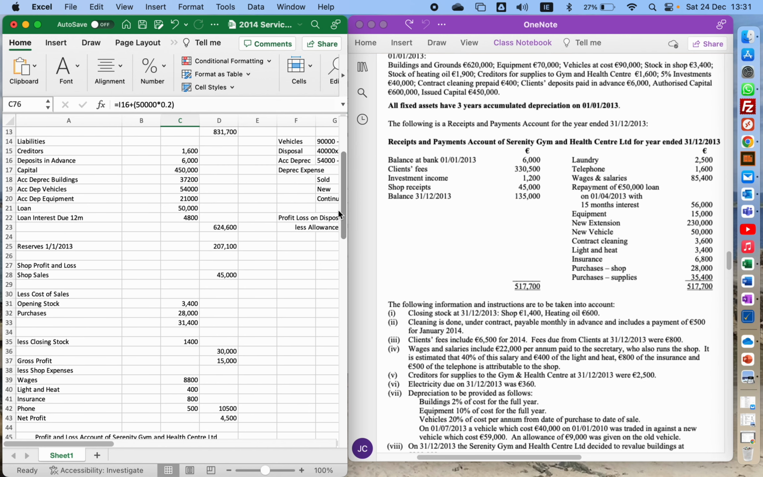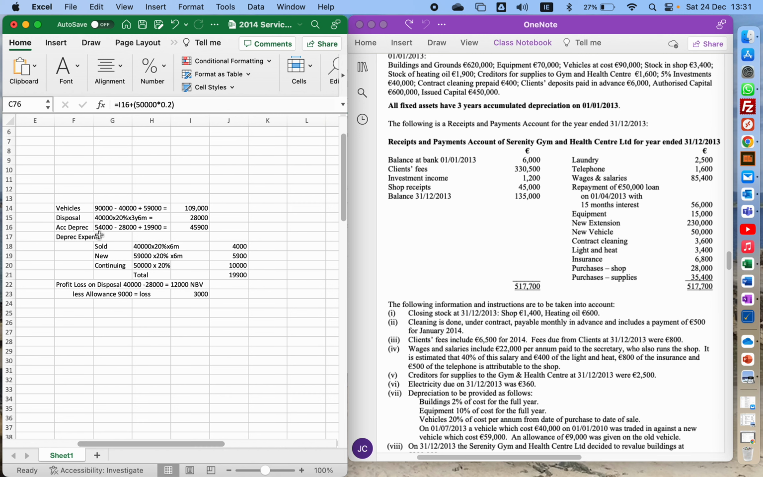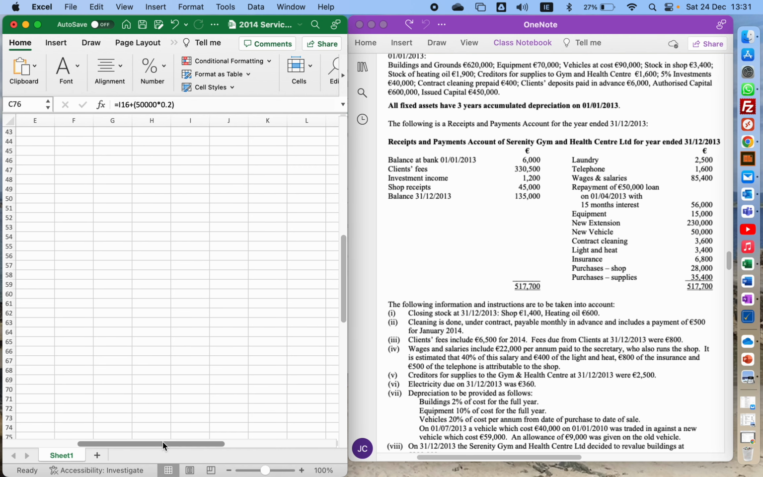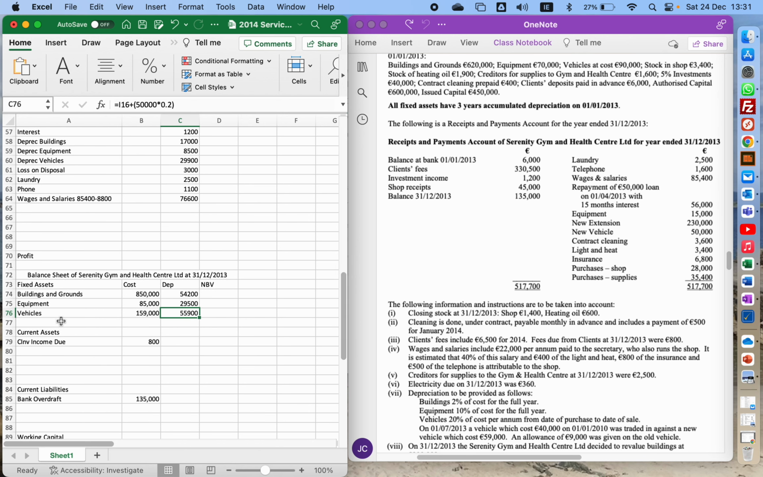Let's go back up and have a quick look. So my depreciation, oh yeah. So the accumulated depreciation was 45,900, so that is correct. Plus 10% of 50 grand makes 55,900, so that is correct.